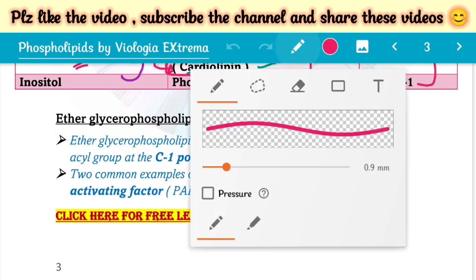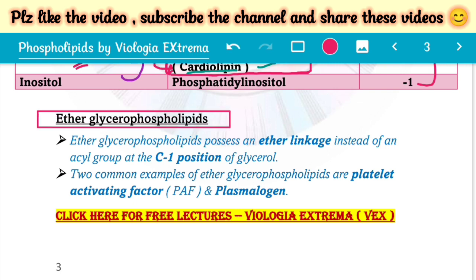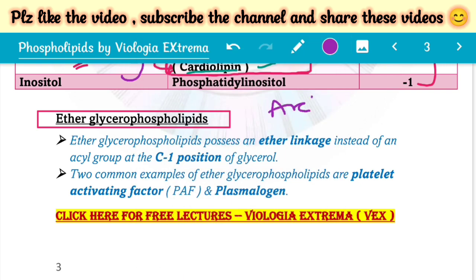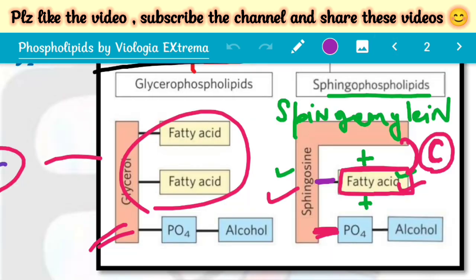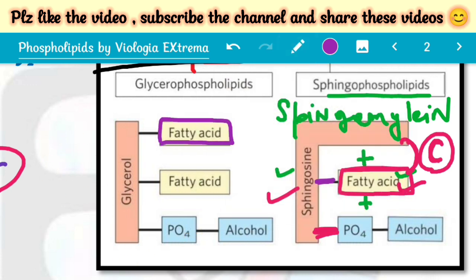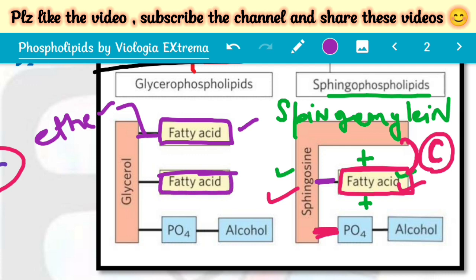Now we have the third type of phospholipid, which is called ether glycerophospholipids, and this is very important because it is asked in the case of RKE. In RKE we have two fatty acids, like in the case of glycerophospholipids. But the first fatty acid is attached to the glycerol molecule with the help of an ether linkage, not ester, and only the first fatty acid. The second fatty acid will be attached with an ester linkage.